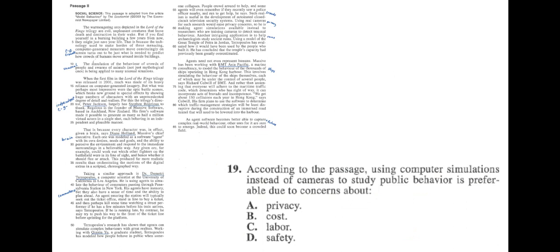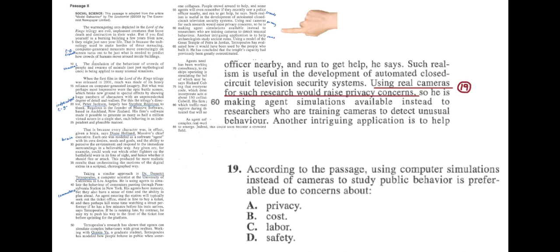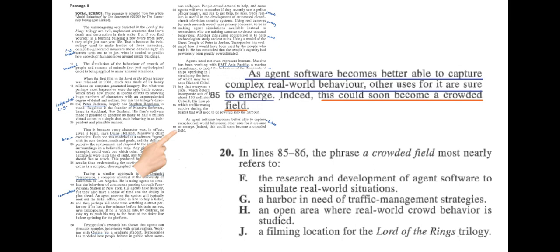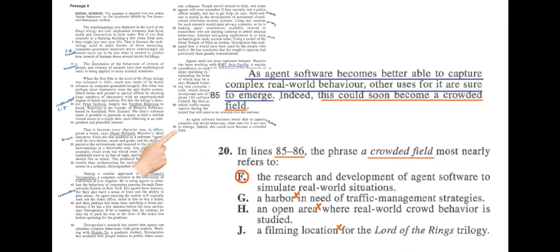According to the passage, using computer simulations instead of cameras to study behavior is preferable due to concerns about... Again, this one's in the passage. And I actually Google summarized it with privacy. And it says using real cameras for research would raise privacy concerns. So A. And number 20, in lines 85 to 86, the phrase a crowded field most nearly refers to. Okay, this soon could become a crowded field. He's talking about all the different researchers that develop. So F, the research and development of software to simulate real-world solutions.